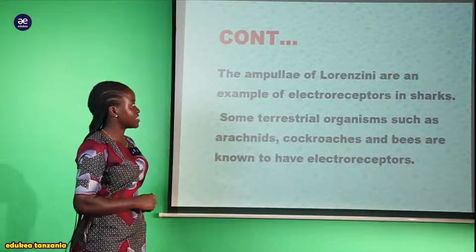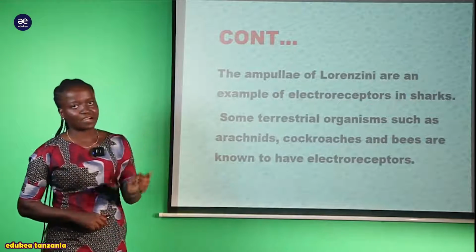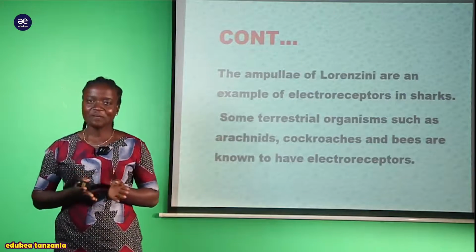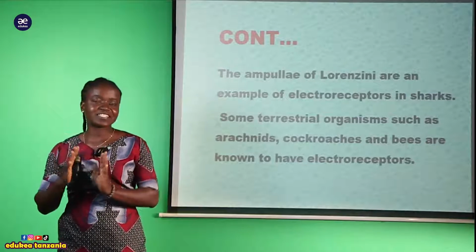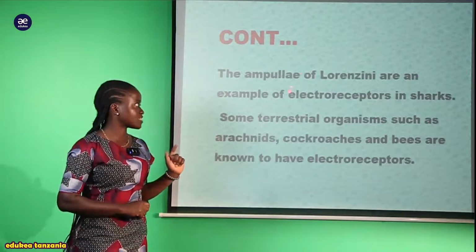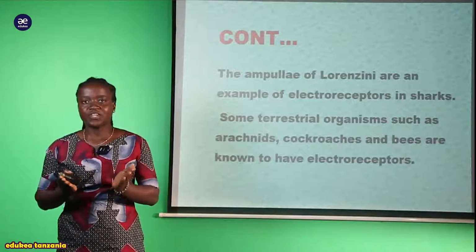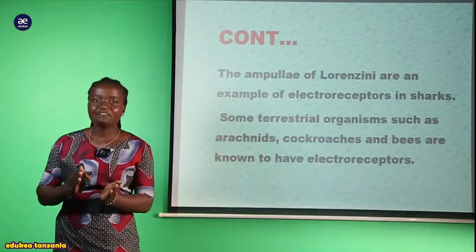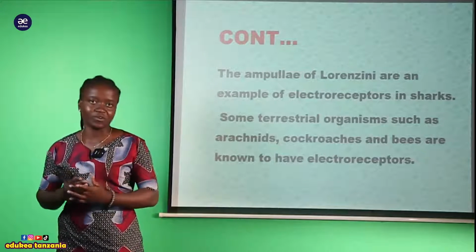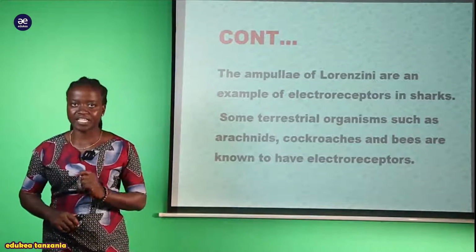So now we are saying that the ampullae of Lorenzini are the example of electroreceptors in sharks. So my student, when you move further in your university level, you are going to see the structure of the shark and the function of the ampulla of Lorenzini. But here you have to know that sharks have electroreceptors which detect any kind of electrical stimuli. And this structure is called the ampulla of Lorenzini.